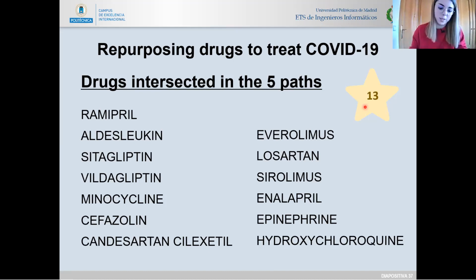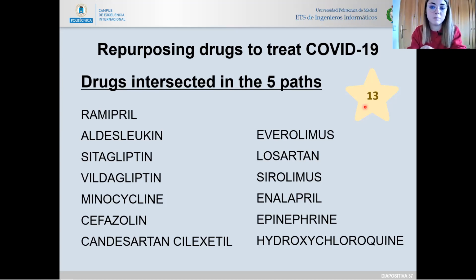Also, once doing this, yes, they are potential to be repurposed, but in the end they will have to be tested in vitro, so in a wet lab, to see if they exactly do what we expect. The only drug that wasn't stated in the literature to be a possible drug for COVID was the second one, aldesleukin.